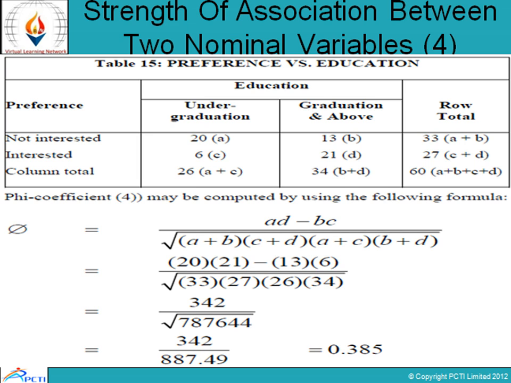According to the above description, there is a very weak association between the preference and the education. The value of phi square comes out to be 0.15, which indicates that 15% of the variation in preference is explained by the education level.